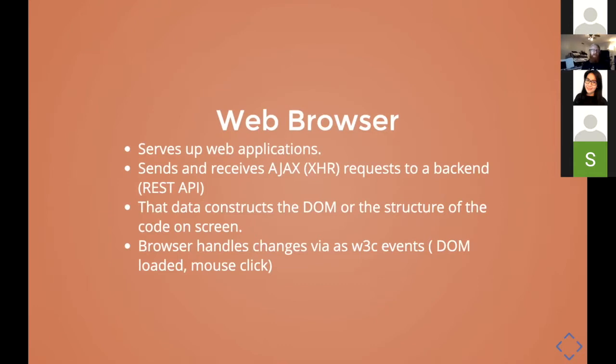That data constructs the DOM, or the structure of what you see on the screen. The DOM is the Document Object Model, which describes what Selenium ultimately is going to interact with, like the button, that it exists, where it exists. And the browser also handles changes with W3C events. So that's the W3C WebDriver API spec. So the DOM being loaded or somebody clicking, that's all handled by the web browser in a standard way with an API.